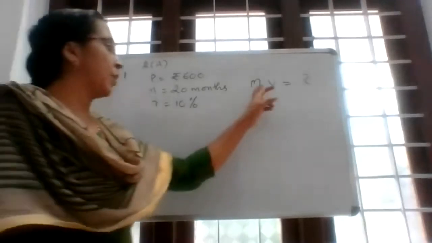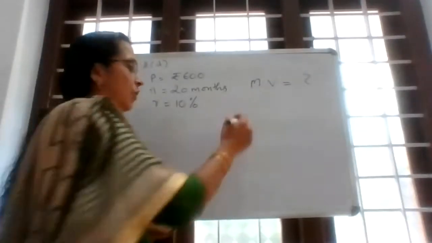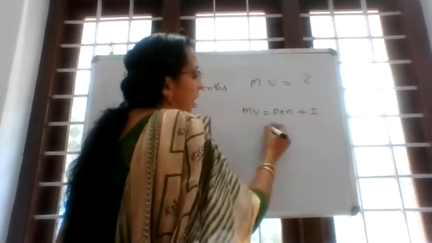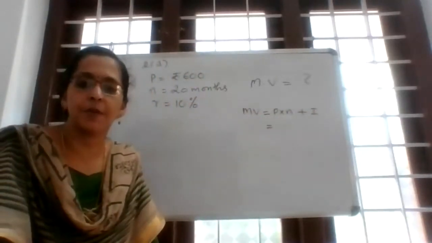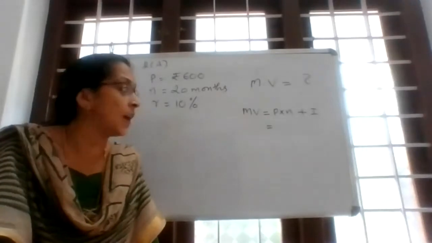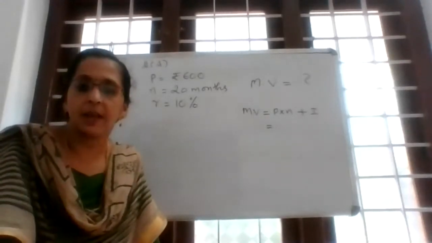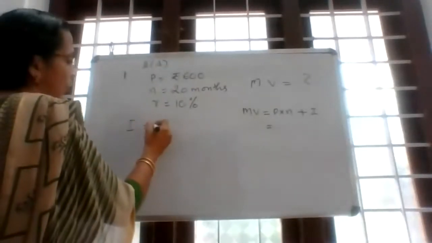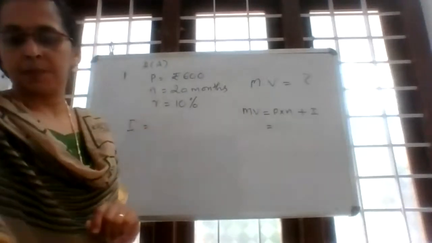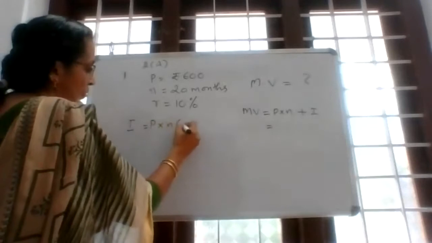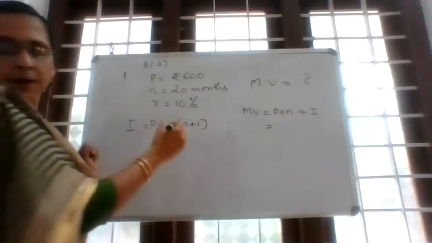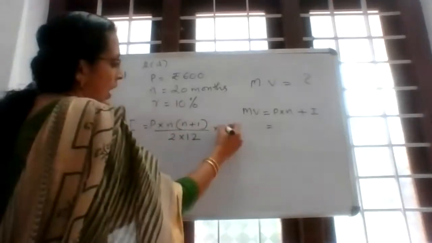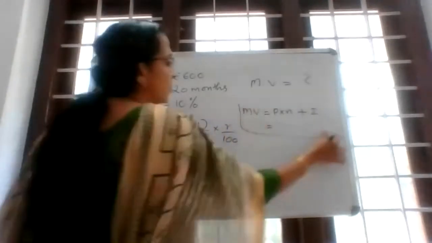So, next what we want to find out. What is the formula for maturity value? Maturity value is equal to P into N plus I. So, before finding the maturity value, first we want to find out I. I is equal to P into N into N plus 1 divided by 2 into 12 into R by 100. So this we want to find out.